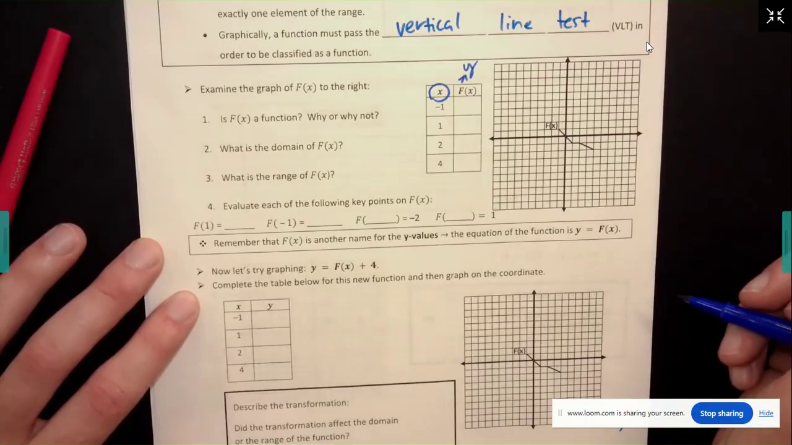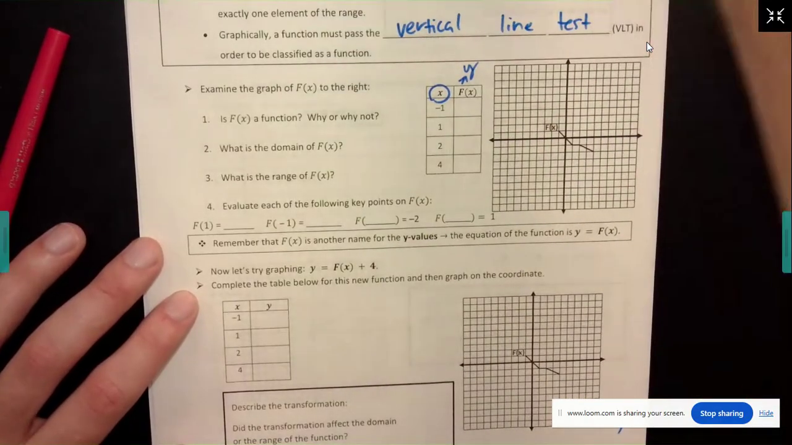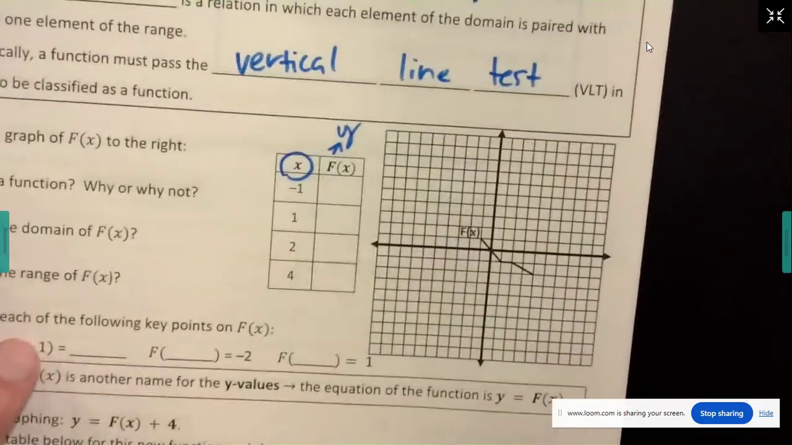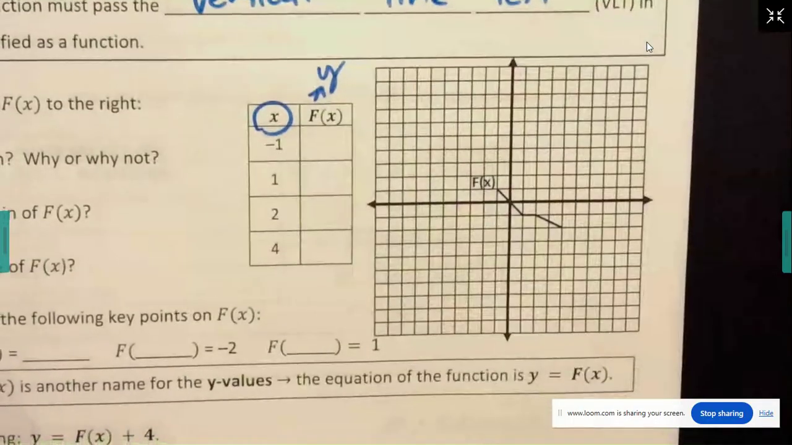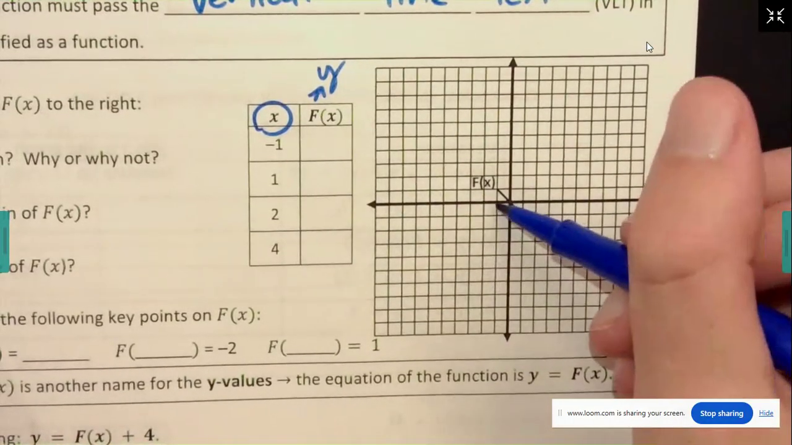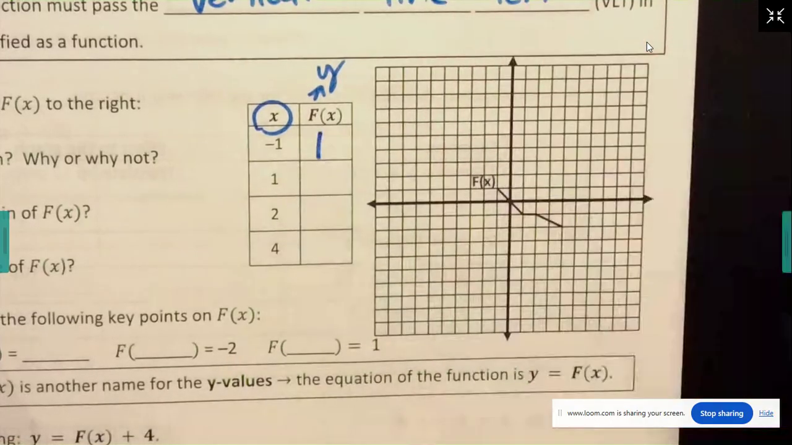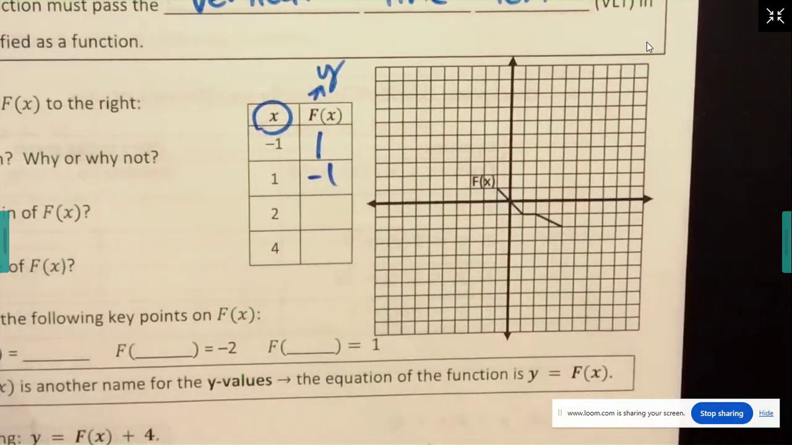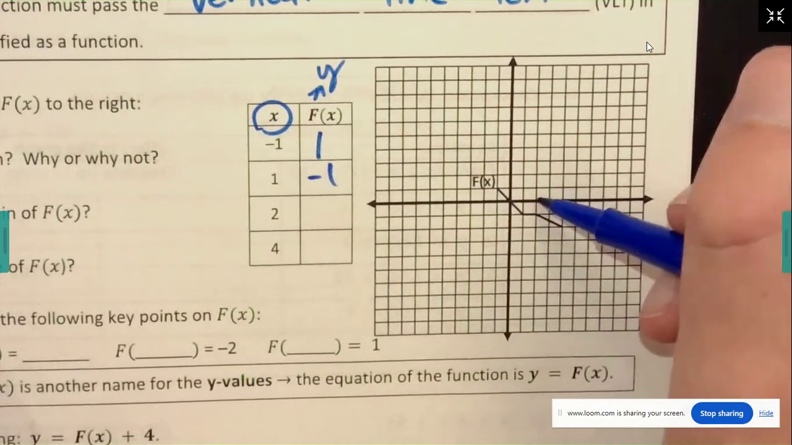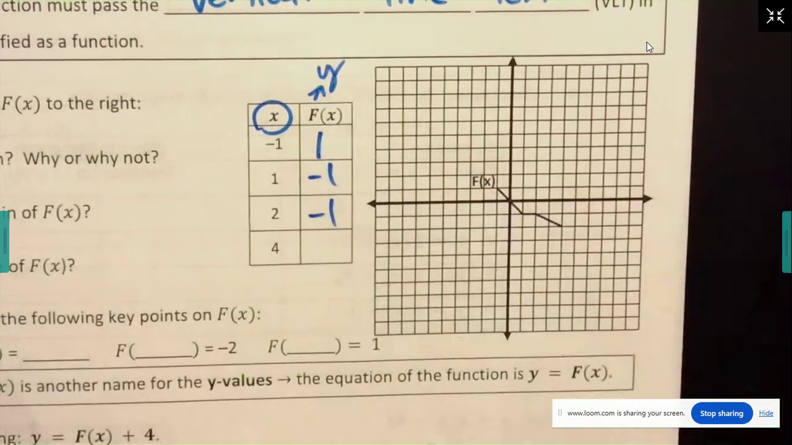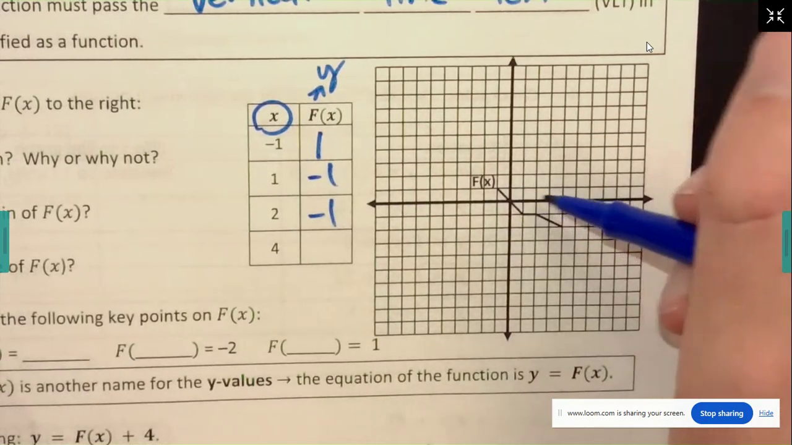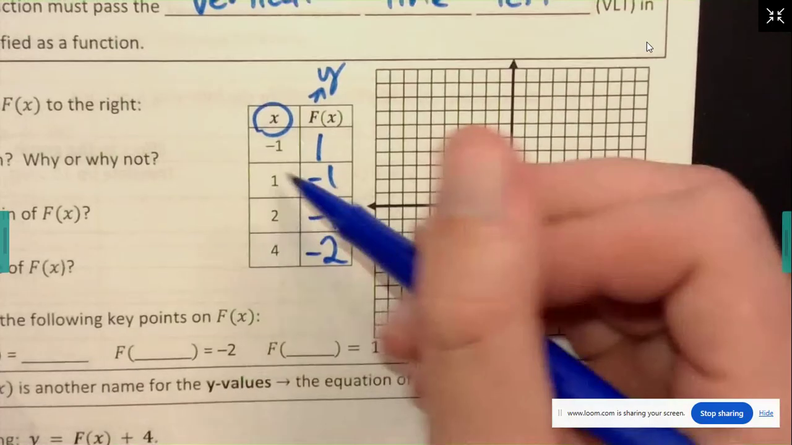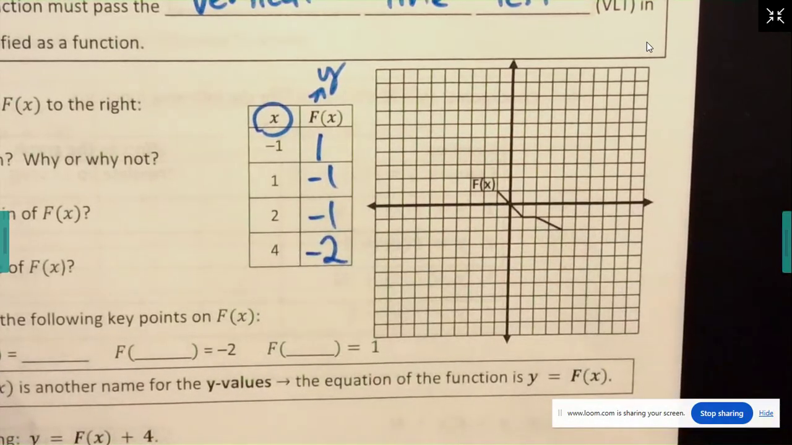So if I look, let me zoom in. It'll work. There we go. Okay. So when my x is -1, I have a y value, or an f of x, of 1. When x is 1, I go down 1 to hit that graph. When it's 2, so I go right 2, I have to go down 1, so we have another -1. And then when x is 4, so 1, 2, 3, 4, I go down 2, so it's -2. So these are like the coordinate points that show up in this function, right?